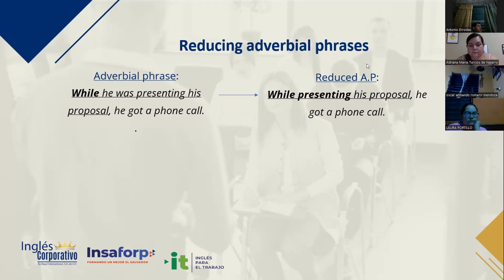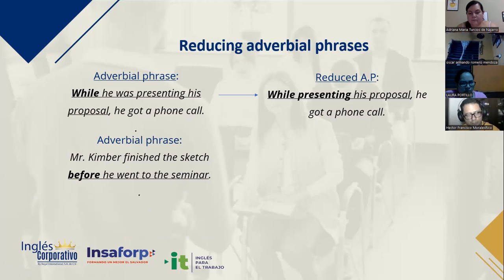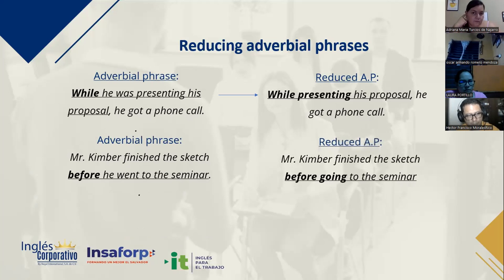Another example here. Look, "before" is in the middle of the sentence. "Mr. Kimber finished the sketch before he went to the seminar." We're going to reduce "before he went to the seminar." "He went" is eliminated and we use the verb go in the -ing form, going, a gerund. "Mr. Kimber finished the sketch before going to the seminar."